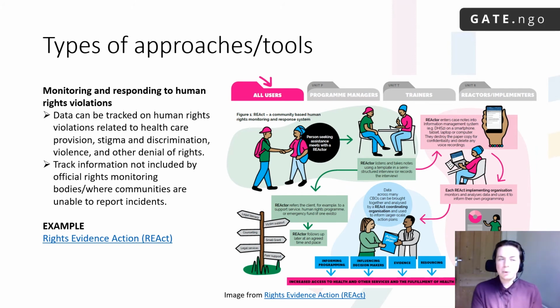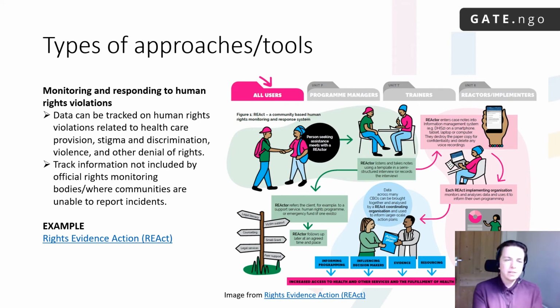Monitoring or responding to human rights violations is also a form of community-led monitoring, and data on human rights violations can be tracked in relation to different issues. So this might be around stigma, discrimination, violence, or denial of rights. So it might be denial of access to health services. And these can be used to track information that aren't included in official rights monitoring bodies, or perhaps where communities aren't safe or comfortable to react or report incidents.